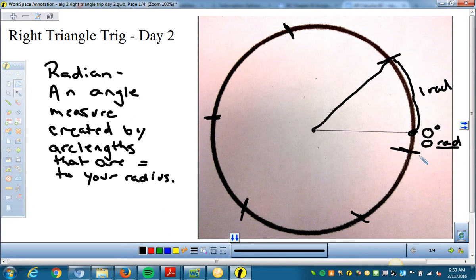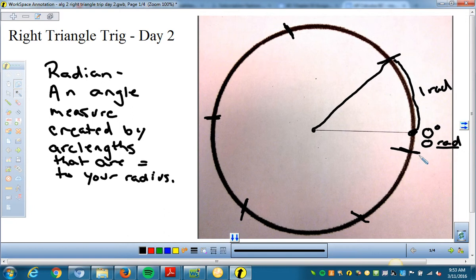Take that string. How many times does it take for it to get around the circle? On the circle. How many times? 6 and a little bit, right? So we should have seen 6 and a little bit times to get around the entire circle. Do we agree?